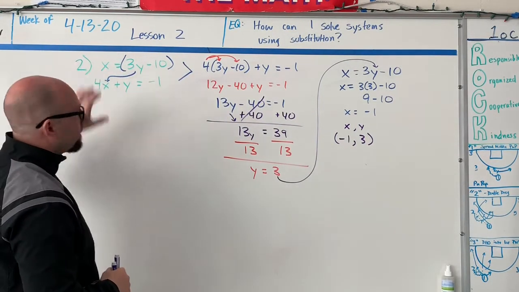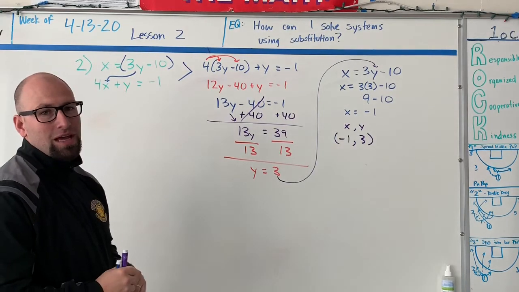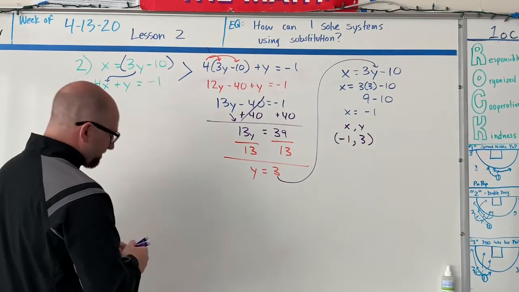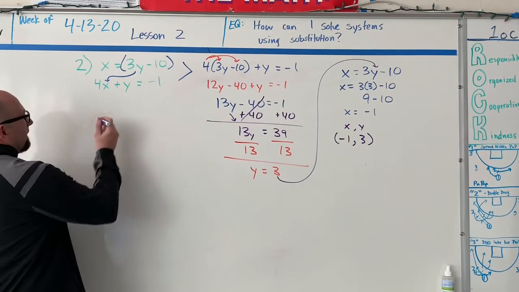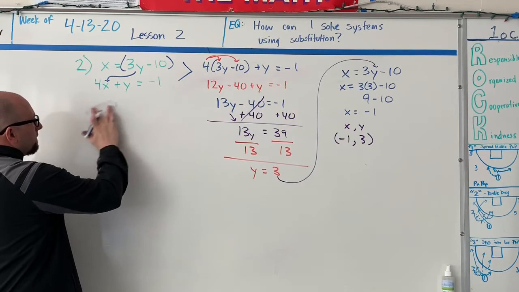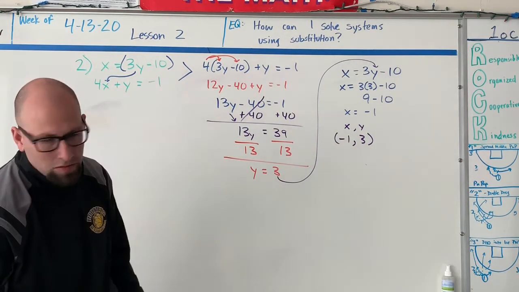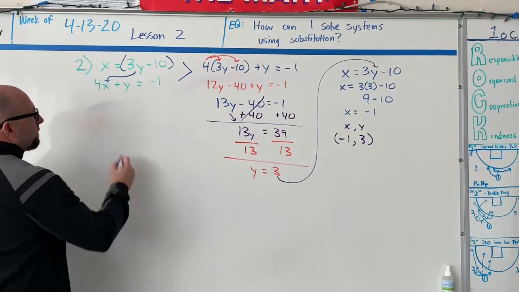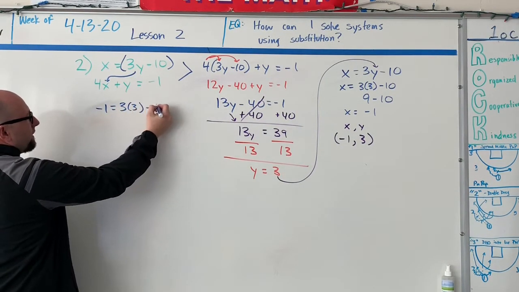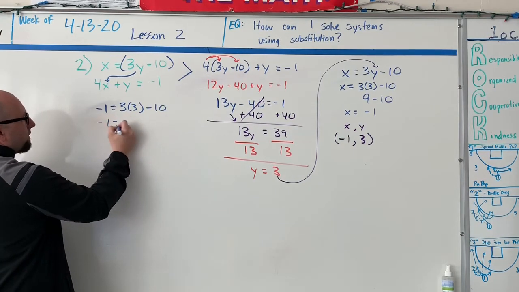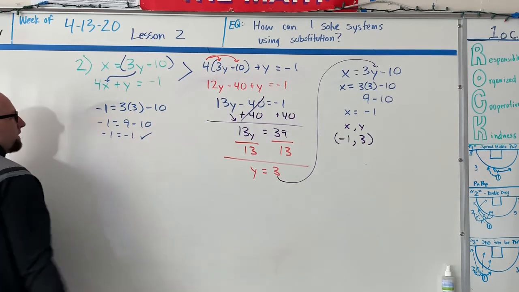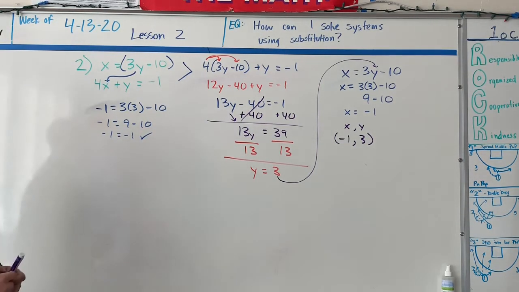So what we're going to do is we're going to plug it back into the equations and just make sure and verify that that's correct. So we'll take the first one. We've got negative 1 equals 3 times 3 minus 10. Negative 1 equals 9 minus 10. Negative 1 equals negative 1. That's correct. Okay, so that one's verified.